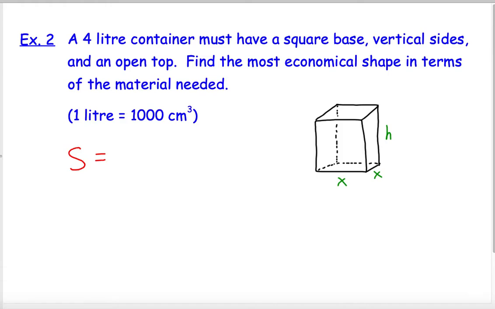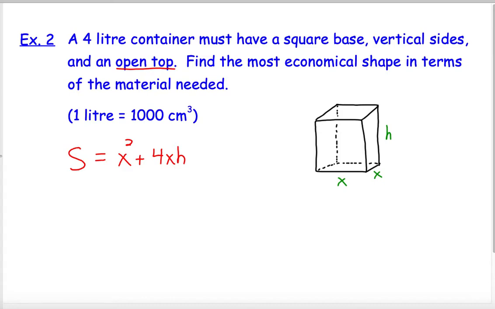The bottom is x times x, or x squared. And then each of the sides is going to be x times h. And there's 4 sides. And it's an open top, so we don't have an x squared at the top. So that should be our surface area.